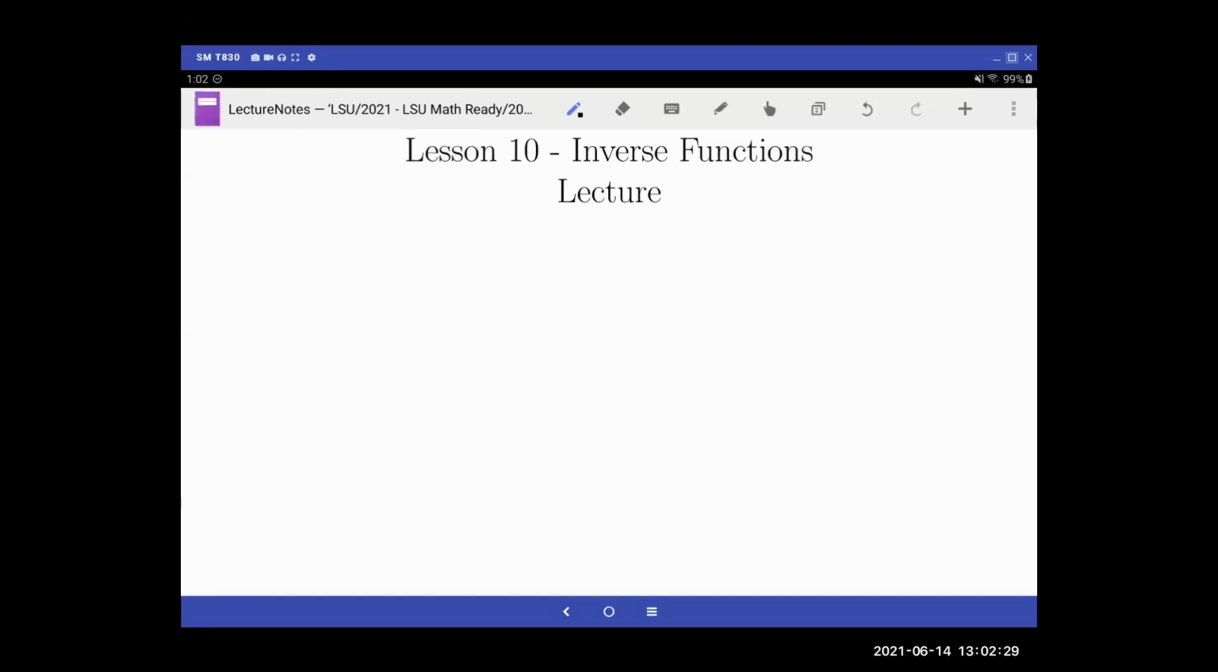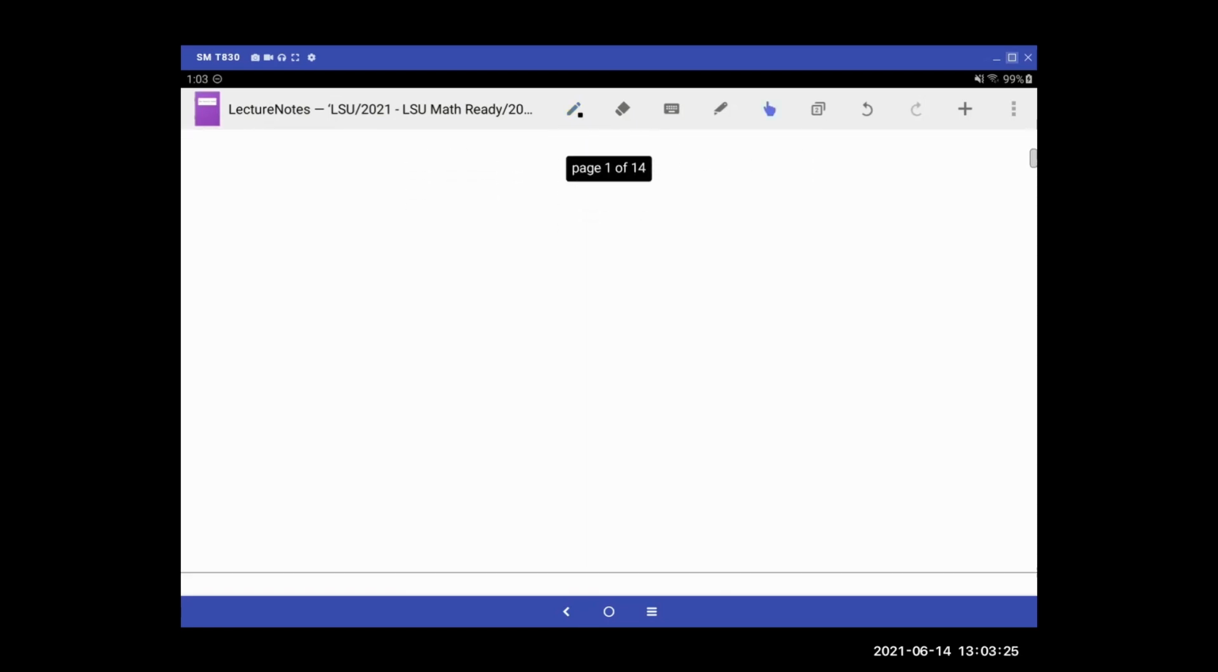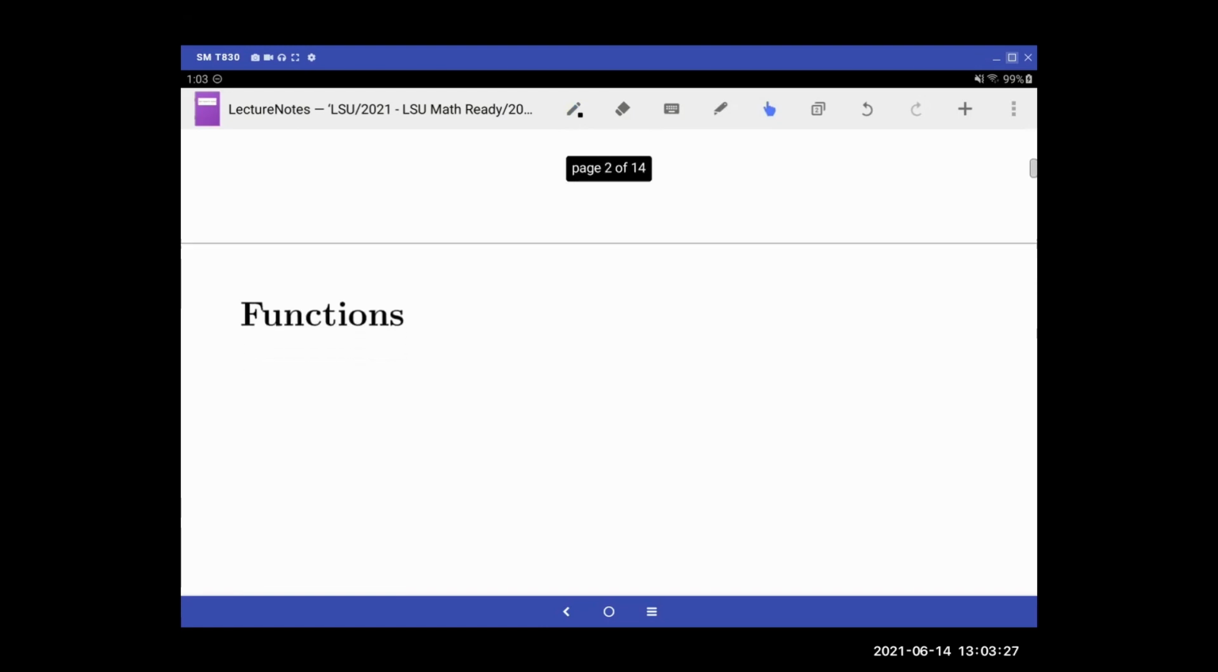All right. Okay, this is lesson 10, inverse functions. So we've been talking about functions a lot. Now let's talk about their inverses, what they are and all of that. So let's go back to functions in general.